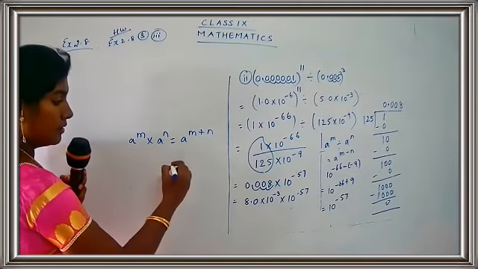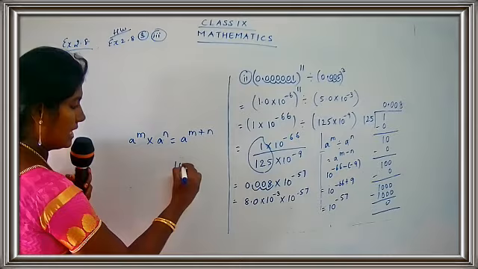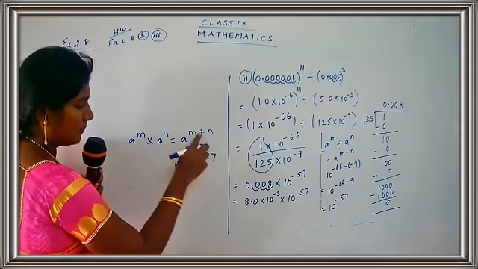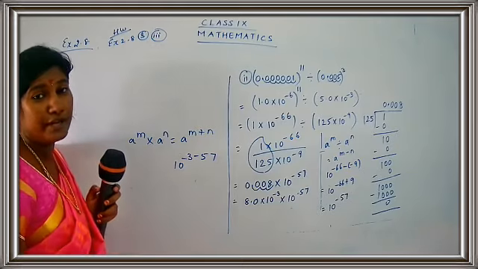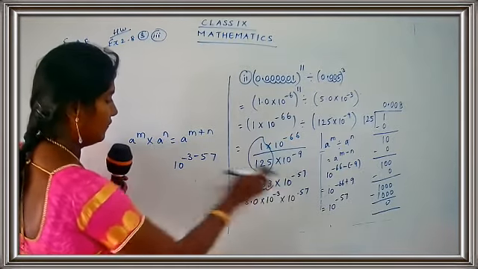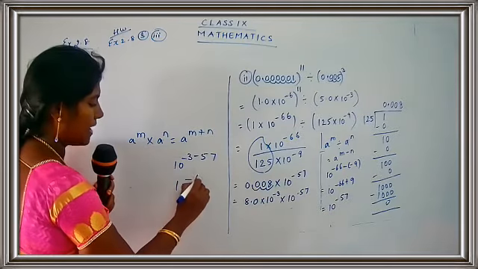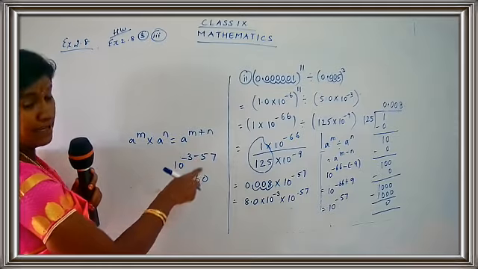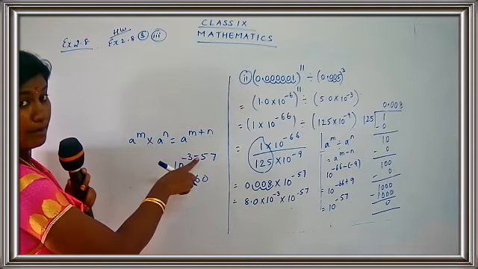That means, what do you get here? 10 raised to minus 3, and this is minus 57, because when you have plus, there is no need to worry about the sign. You have to take the sign. So minus 3 minus 57, so it's 10 raised to minus 60. Minus minus is plus, so 3 plus 57 is 60. Sign of the bigger number, minus.